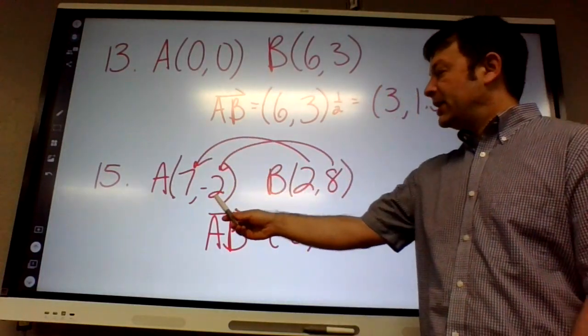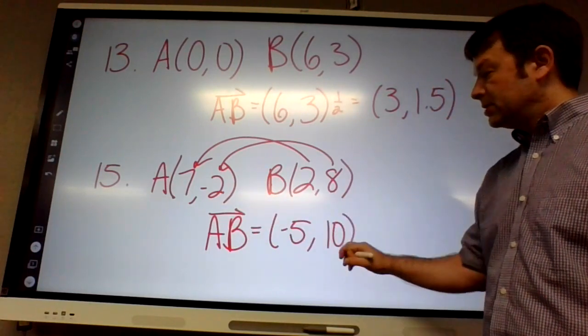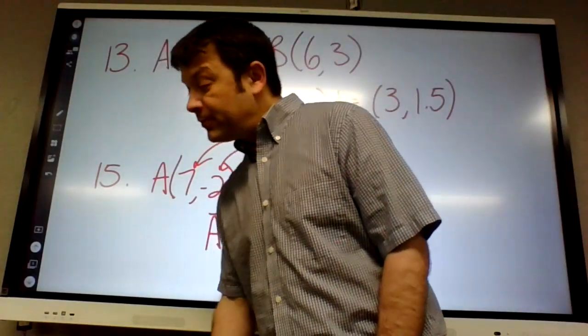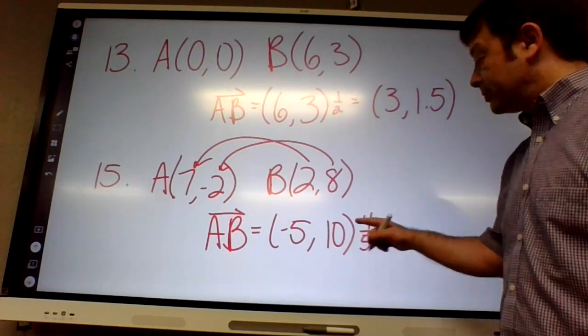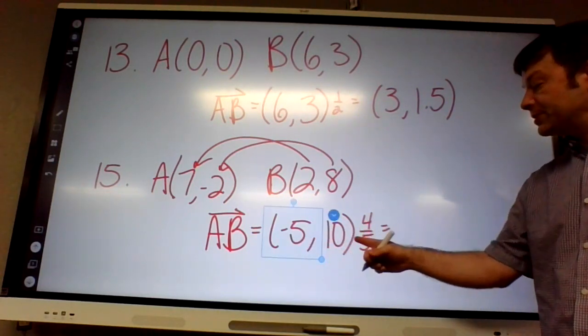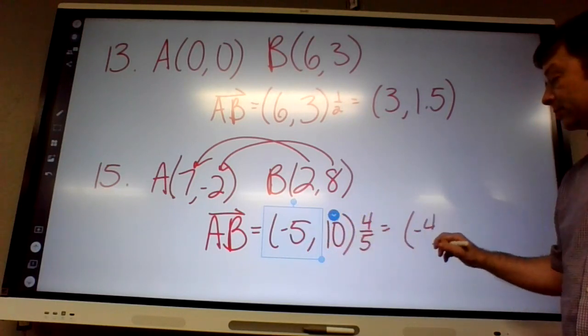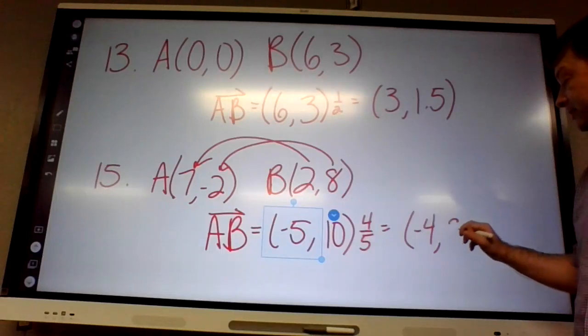How do you get from -2 to 8? That's going up 10. So the vector AB is -5, 10, and we're supposed to do 4/5 of that. So if we multiply those by 4/5, we get -4. 4/5 times 10, +8.